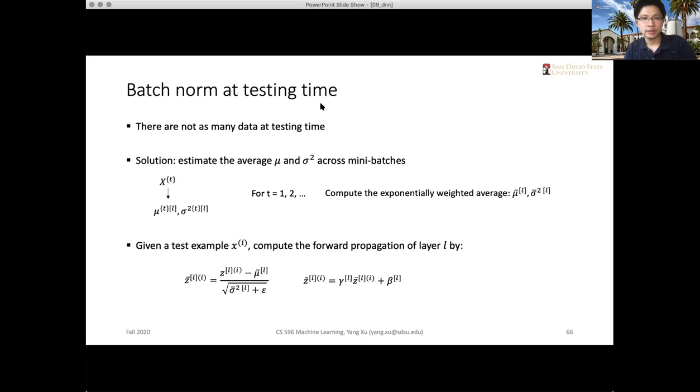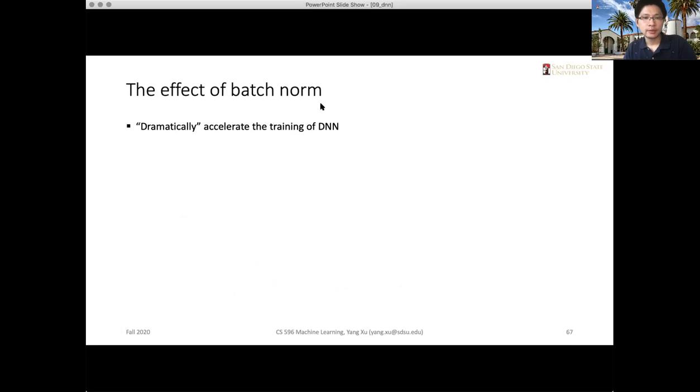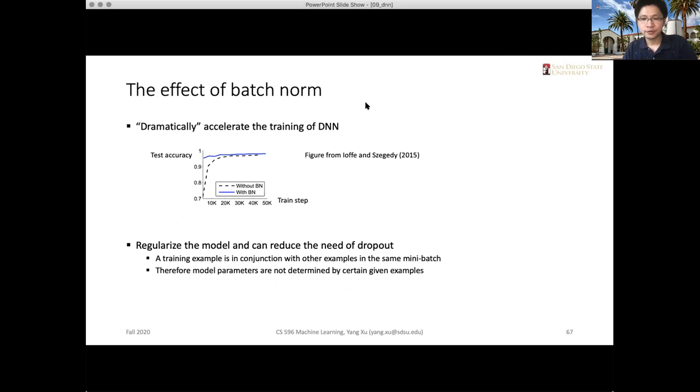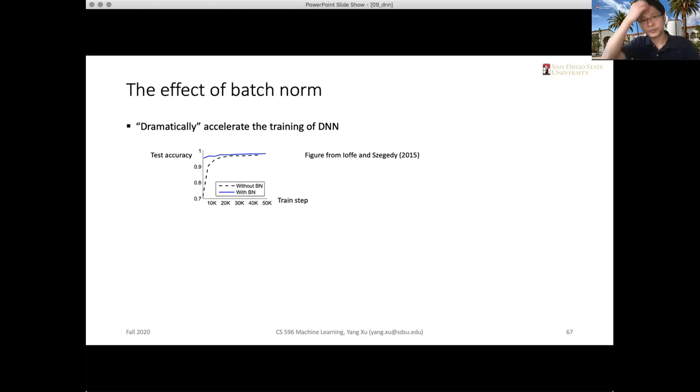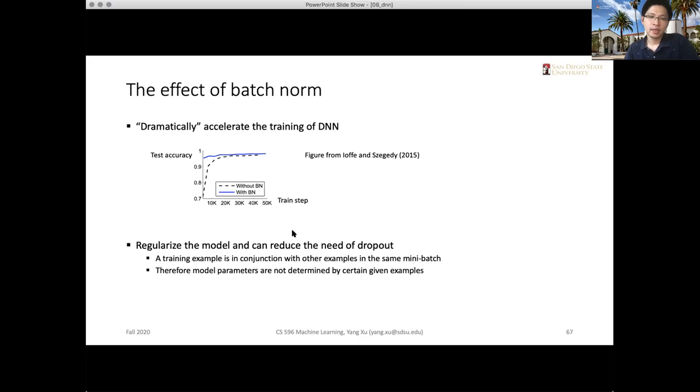Okay, so that's for testing time. And maybe one more curve to show the effect of batch norm. So it can dramatically accelerate training of DNN. So basically in the original paper, the testing accuracy can very quickly saturate, which is the optimal point if we use batch norm. And it also serves as a kind of regularization technique.